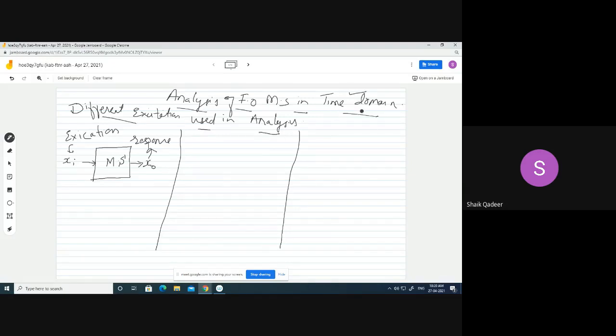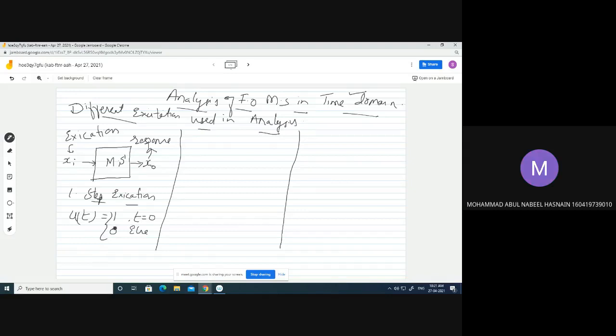What domain? Time domain. The first one is called step excitation, or unit step signal. It is represented by the letter U. U of t is equal to 1, or sometimes we can call it k into 1. For simplicity, assume it to be 1 for time t greater than or equal to 0, and it is equal to 0 in else cases. Hope it is clear to everybody.